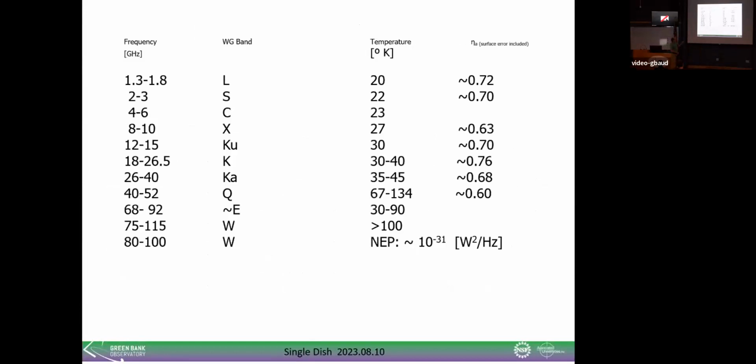As you can see, efficiency goes up a little bit because we're at the Gregorian now, and we have better illumination properties because we're illuminating the subreflector. And the spillover is on the sky, so we can over-illuminate a little bit to get higher efficiencies. And you see the system temperatures are fairly low because the spillover is low, until you start getting up to Ku, when the atmospheric components start to have a pretty large effect.